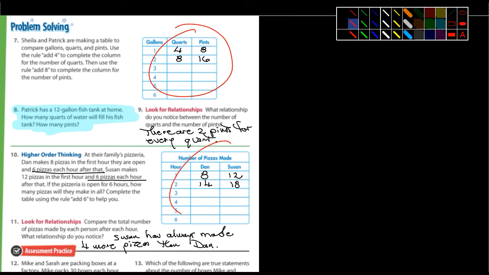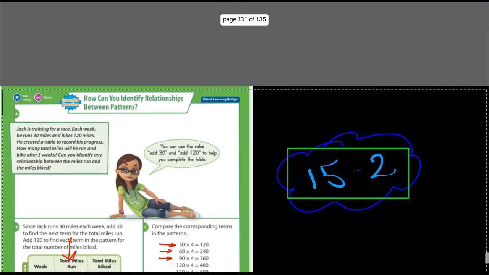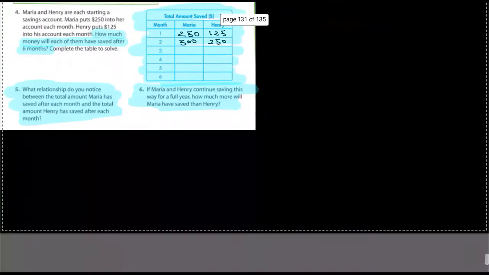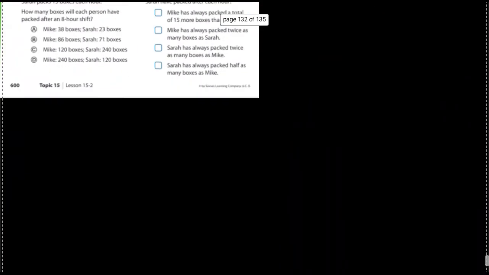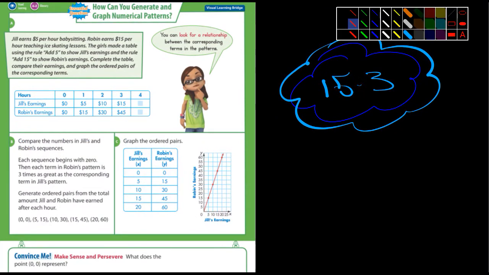In other words, these are numbers or locations that we can find on a graph. And that's what we're going to be doing in 15-3 here. We're going to be doing some graphing after we find our ordered pairs. Let's look at the first example they talk about here.